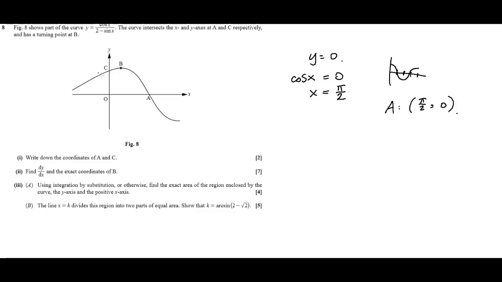Next up, we have point C, where the x coordinate we know is 0, so x equals 0. Then to find y, we just sub in everything as 0. So cosine of 0 is plus 1, on top of 2 take sine 0, which is 0, which gives us just a half. And therefore C has the coordinate 0, half. So that's the 2 points that we're looking for.